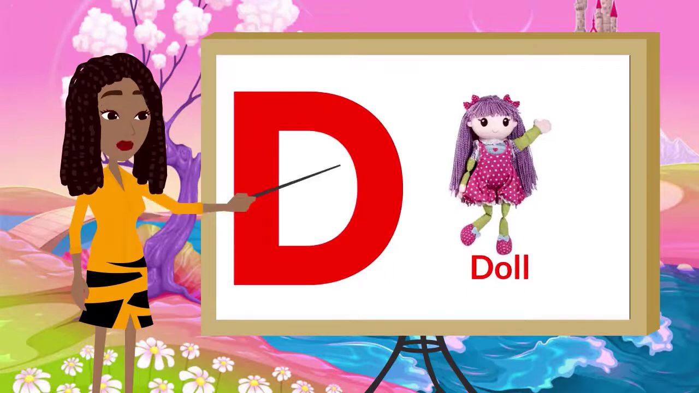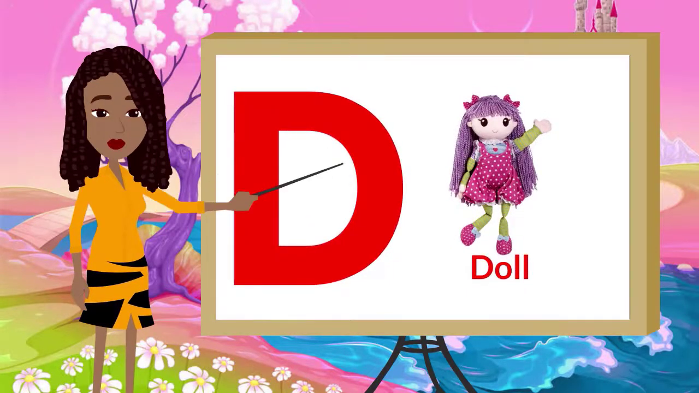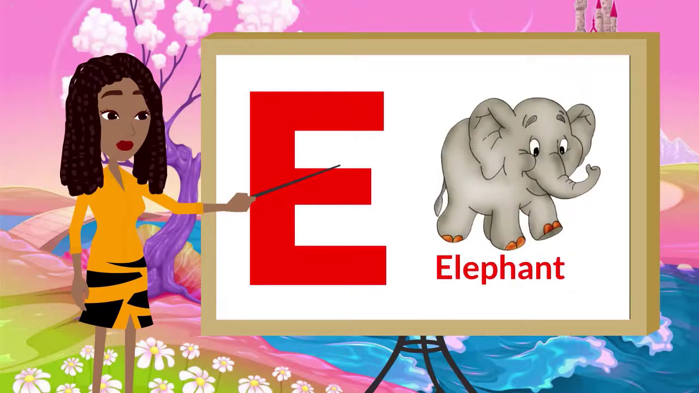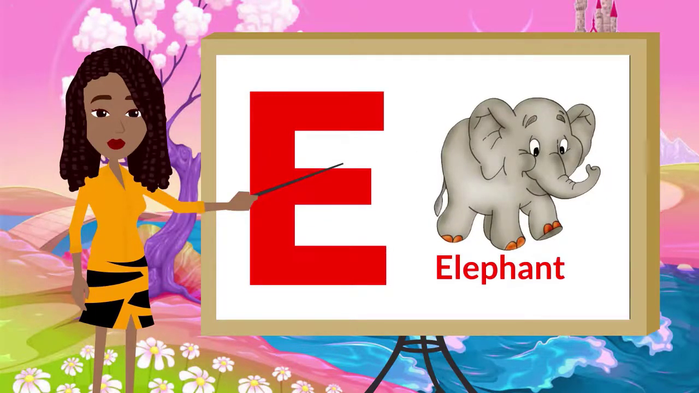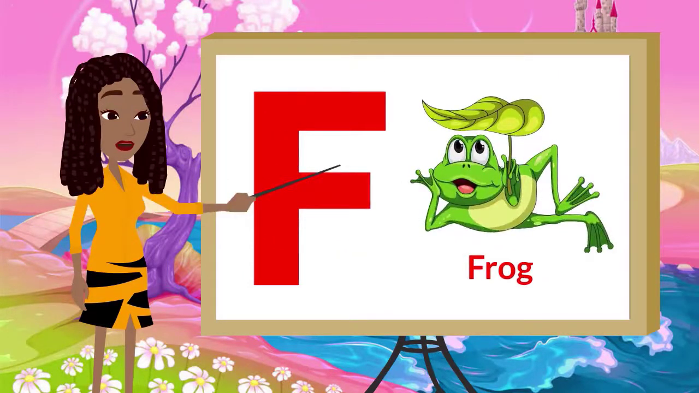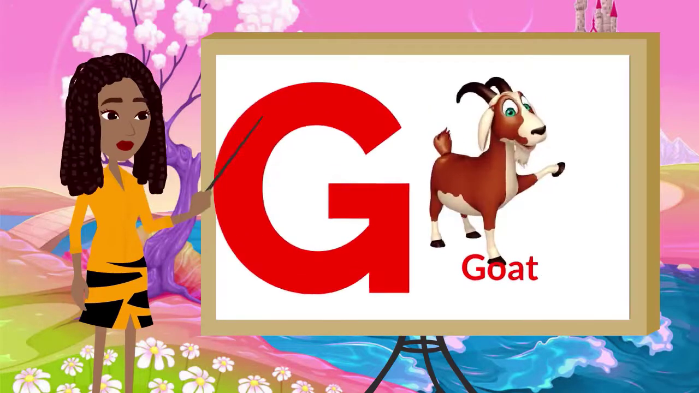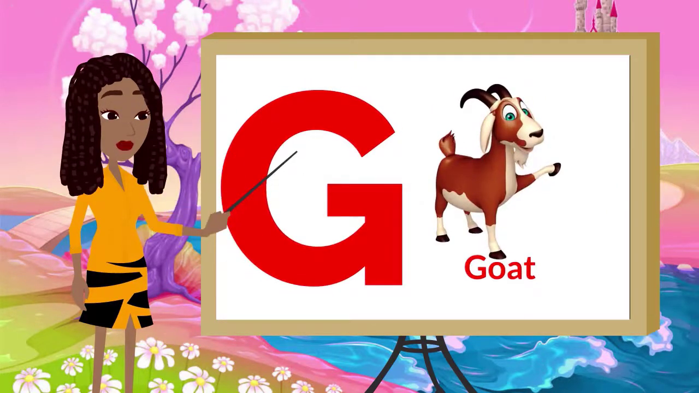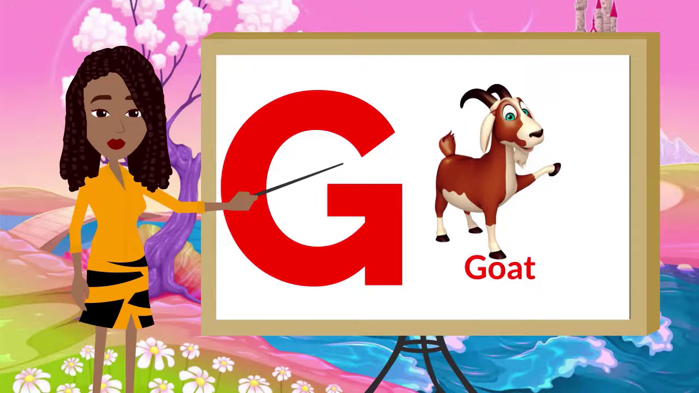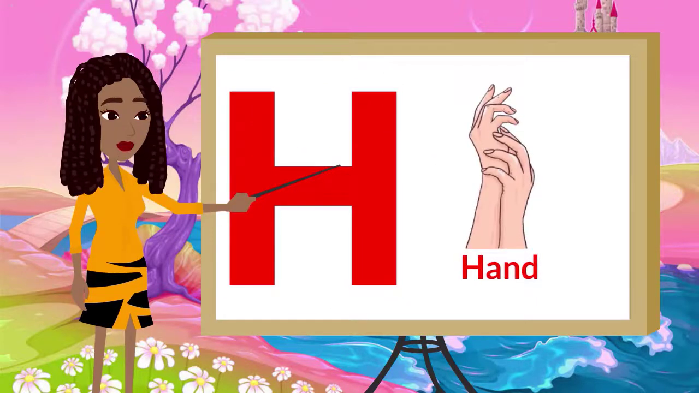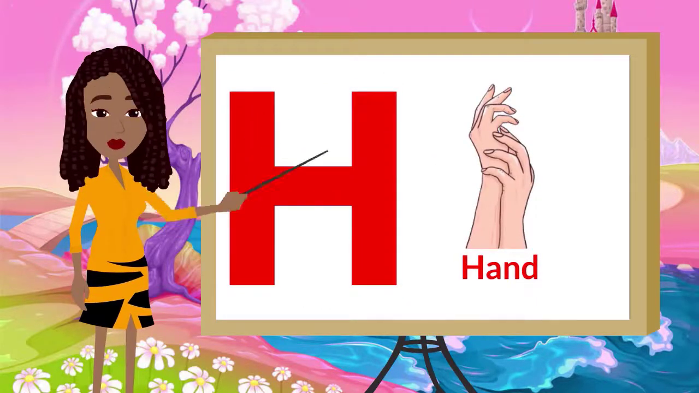D for doll. E for elephant. F for frog. G for goat. H for hand.